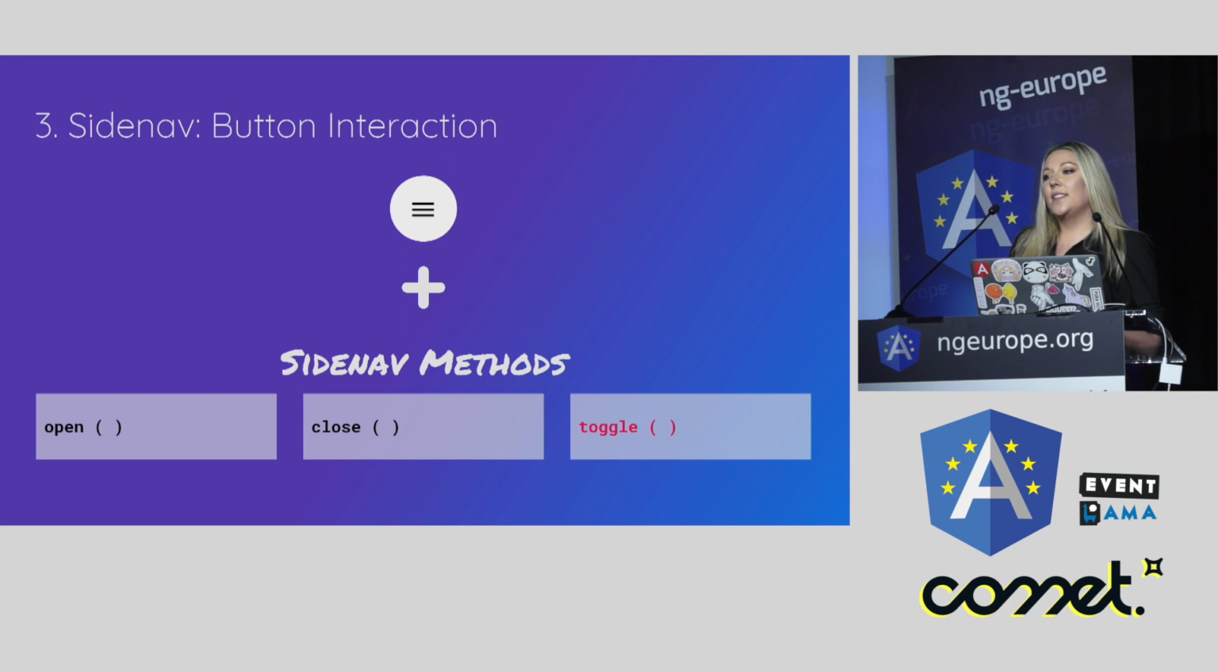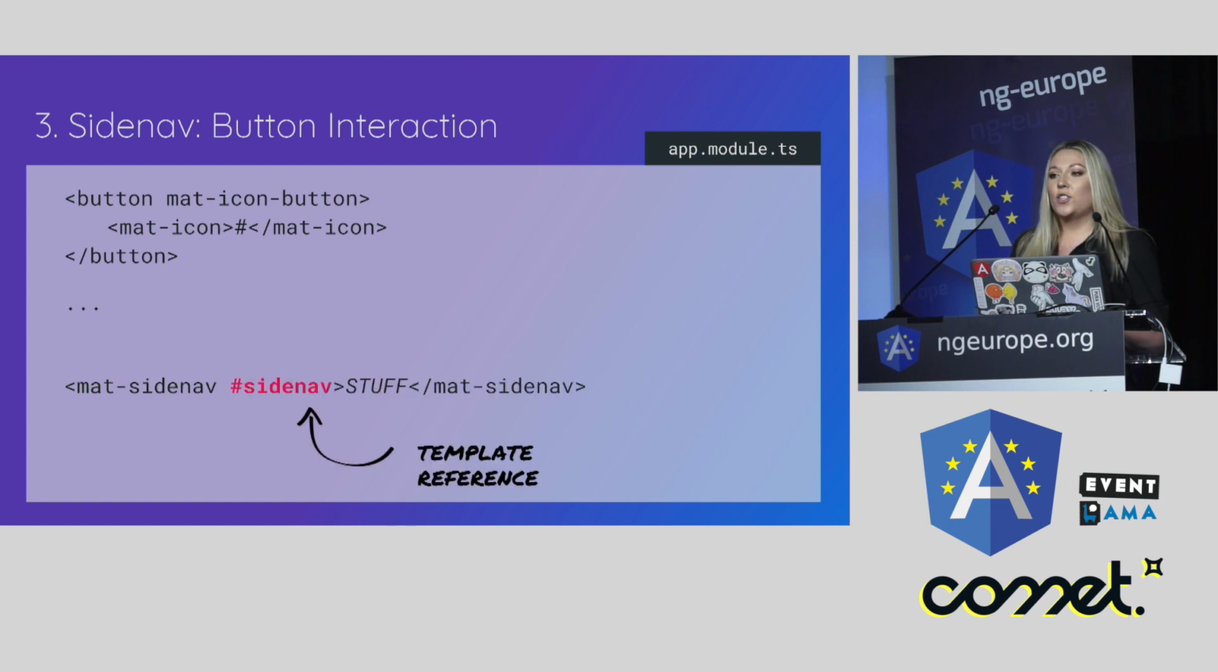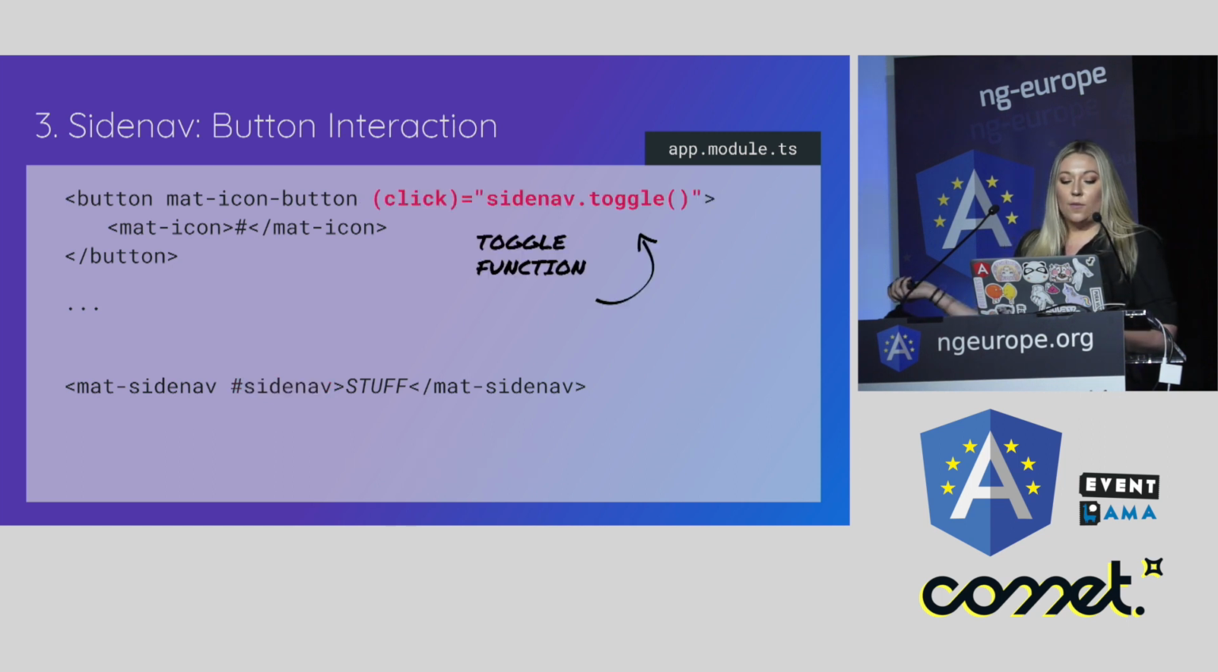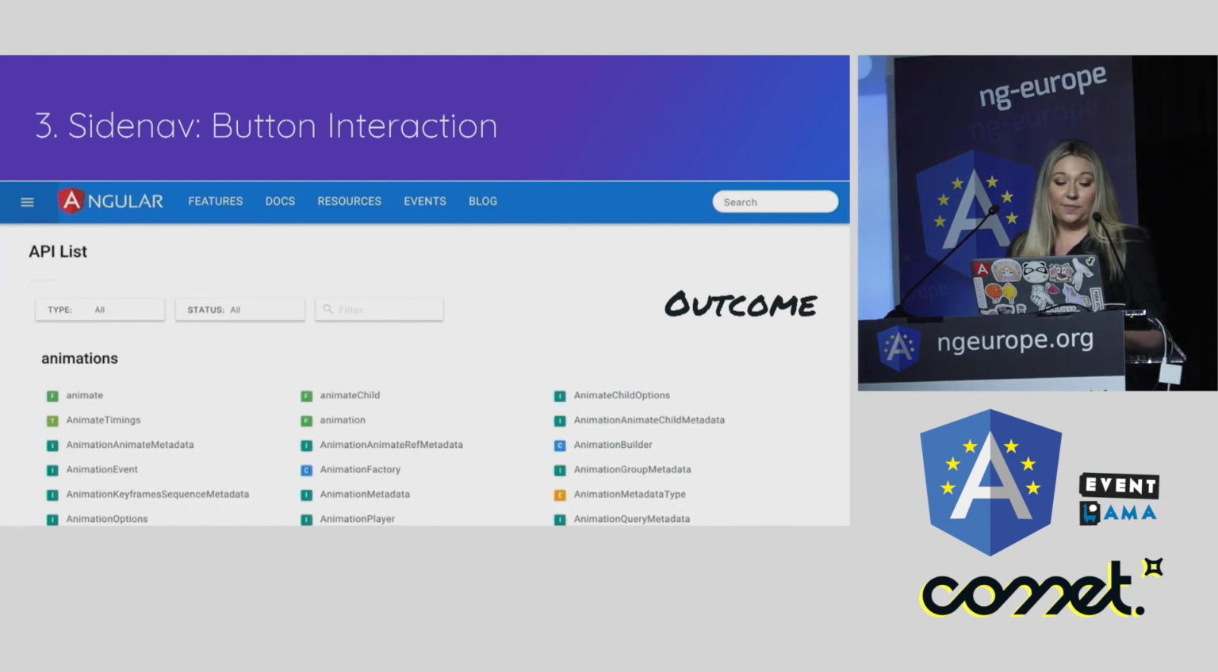There are three methods that are predefined with the side nav, which are open, close, and toggle. I'll talk about toggle because that's the one that we used. To use this, you just create a button like you would, and then you have the side nav, and you add a template reference for the side nav. In this case, I'm keeping it simple. I'm calling it side nav so I don't forget. Then you add a click event that calls that toggle method, and that's it. That's all you have to do, and you get this awesome side nav, which is very, very easy to do with little code.